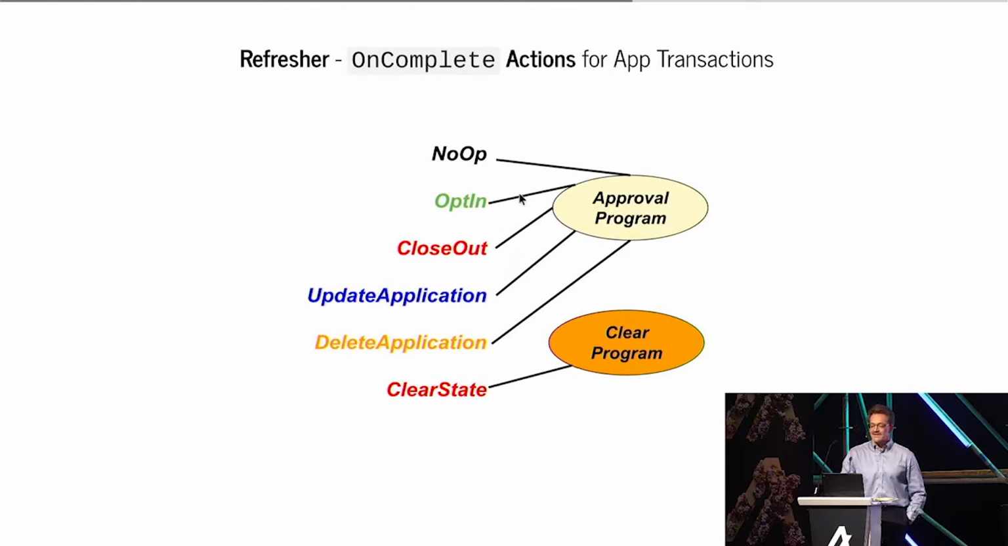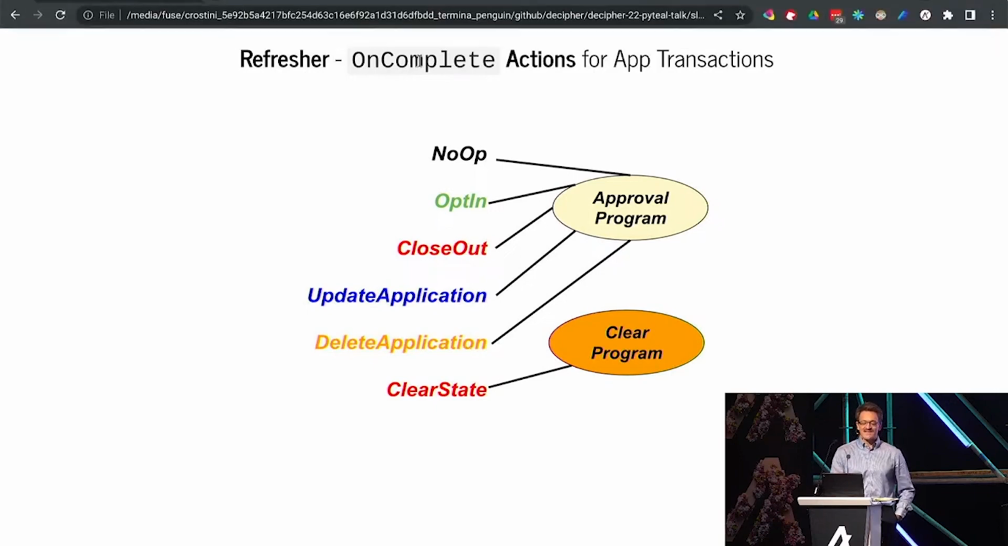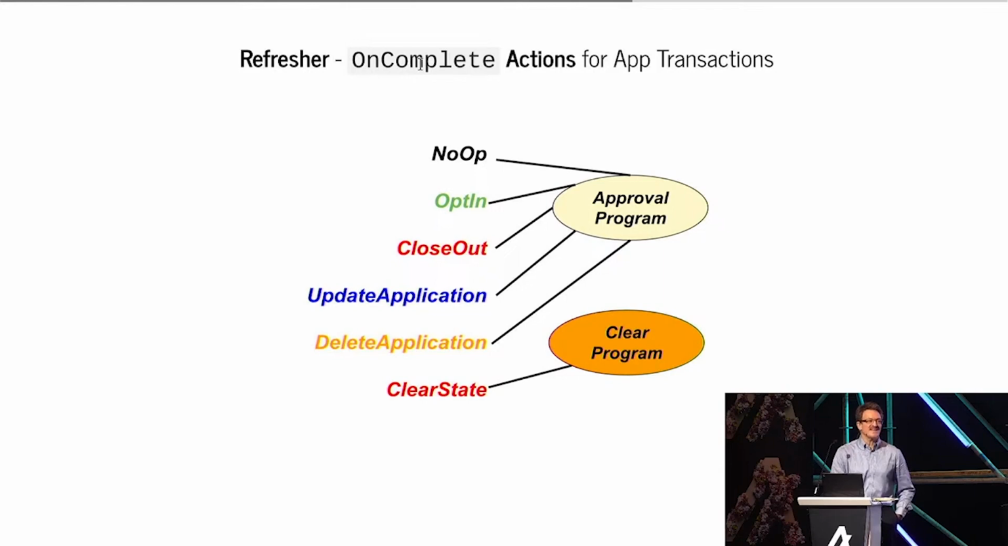And most of the onComplete actions call the approval program, while the clear state calls the clear program. In our case, the one we're most interested in is the delete application onComplete. That's how you delete an application during an app call transaction. Well, if you think about it, if you want to delete the application, it's just enough to say that's the onComplete. You don't have to provide any extra information.